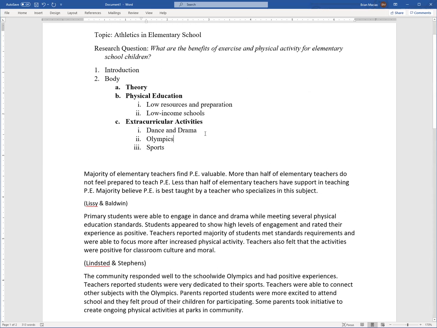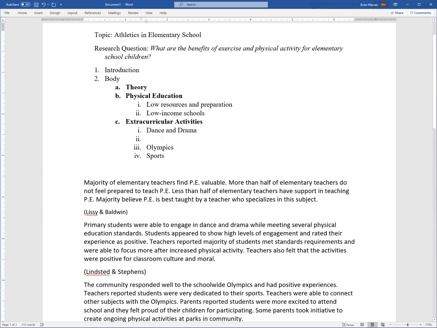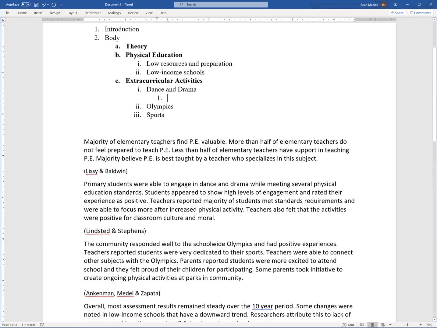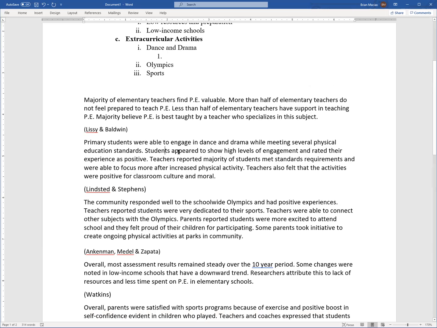And I'm going to keep building on them. So what did I find out about dance and drama? Well, let's go look at the findings. Okay, so it appeared to show high levels of engagement. They were able to meet physical education standards. So that's good. Teachers felt the activities were positive for classroom culture and morale.